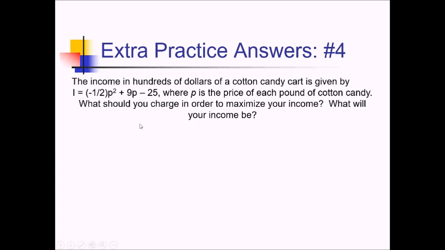So that means we need to find the vertex, and the maximum value itself, the income, will be the y value of the vertex. And what we should charge, that'll be the x value of the vertex. X is easier to find. We can find the x value of a parabola in standard form by using -b over 2a. So I'll write p value of the vertex equals -b over 2a. So that's going to be -9 over 2 times my a value here of -1/2. 2 times -1/2 is going to be -1. Negative 9 over negative 1 is positive 9. So that's $9 that we should charge per pound to maximize our income.